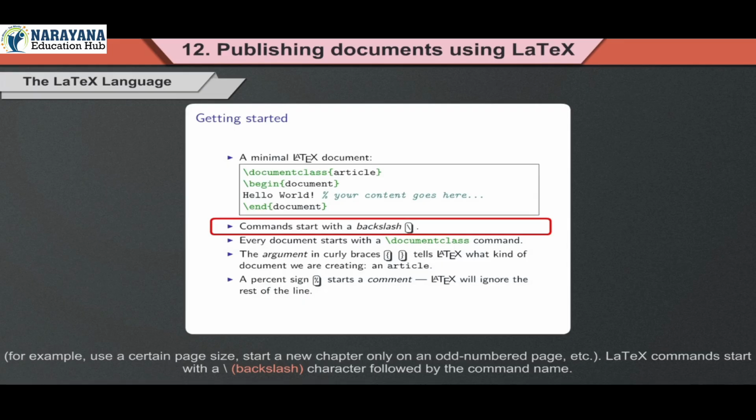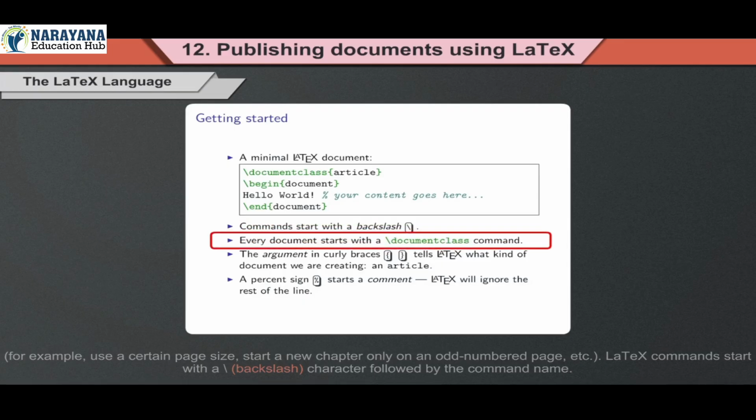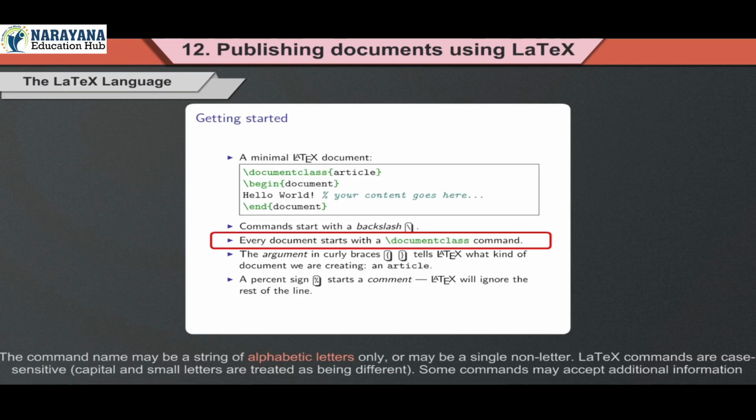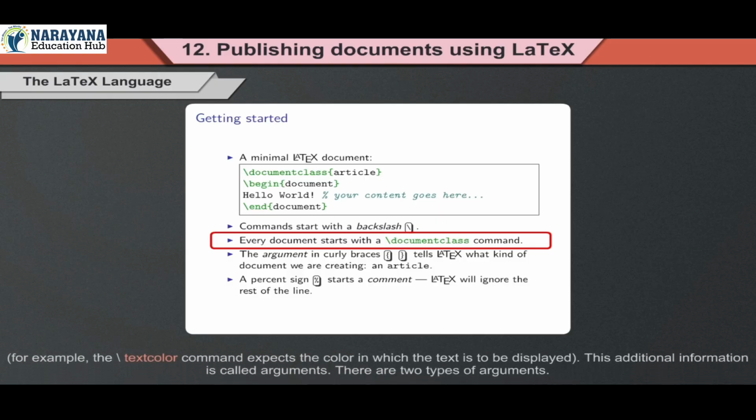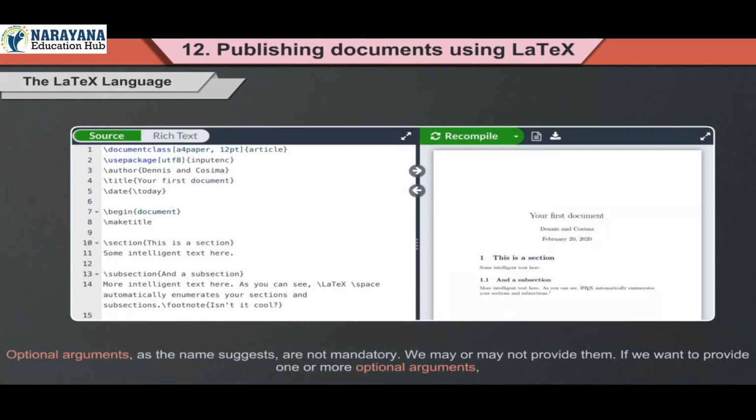LaTeX commands start with a backslash character followed by the command name. The command name may be a string of alphabetic letters only or may be a single non-letter. LaTeX commands are case sensitive, that is, capital and small letters are treated as being different. Some commands may accept additional information. For example, the \textcolor command expects the color in which the text is to be displayed. This additional information is called arguments. There are two types of arguments. Optional arguments, as the name suggests, are not mandatory.